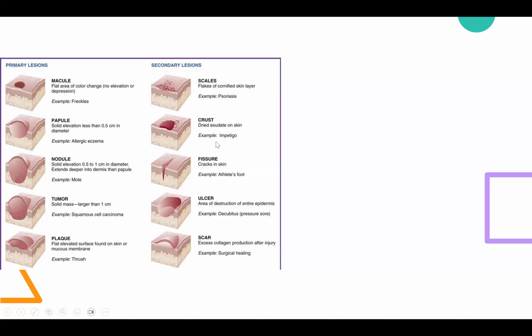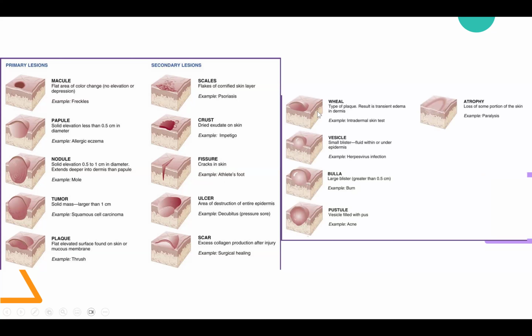An example is impetigo, where we have honeycomb-like, honey-colored crusts. A fissure is a crack in the skin. An ulcer is an area of destruction, partial or complete loss of skin epidermis. A scar is excess collagen production after injury.